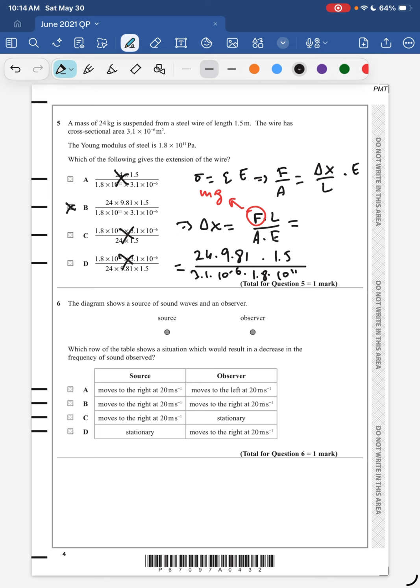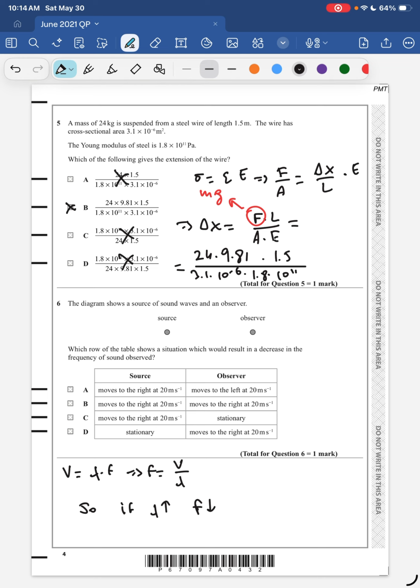Now let's go to question number 6. The diagram shows a source of sound waves and an observer. Which of the table shows a situation which would result in a decrease in the frequency of sound observed? Okay, before we solve this, let's write down that v, the velocity of a wave, is lambda times its frequency. So the frequency is velocity over lambda. Okay, so if lambda increases, f decreases. Right? Okay, so let's think.